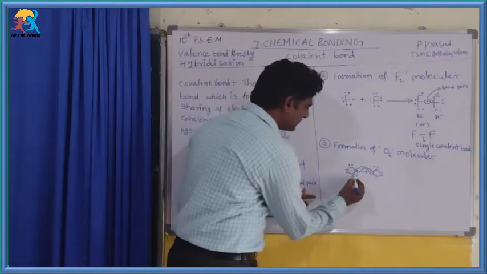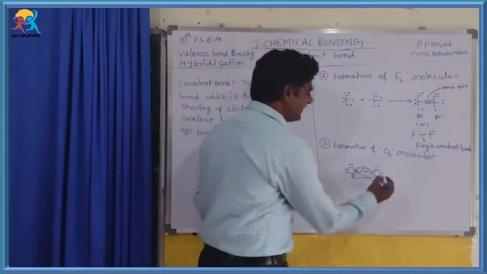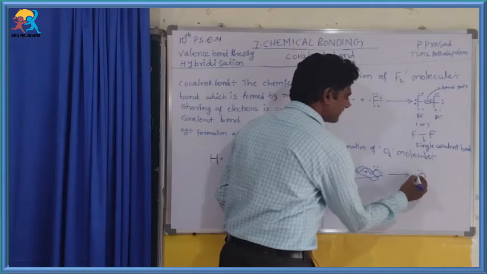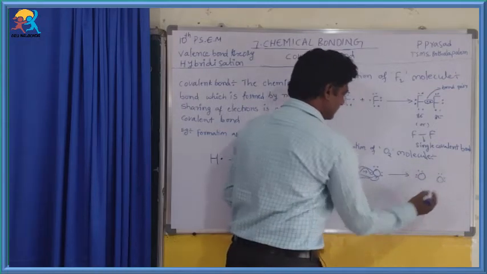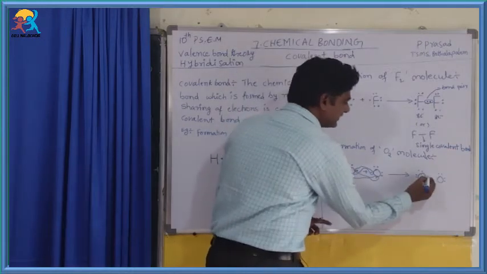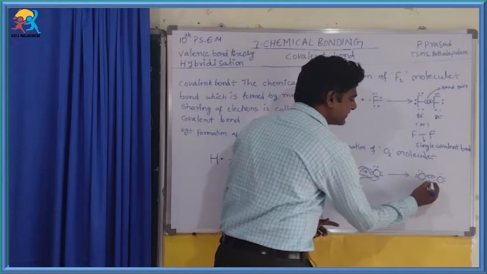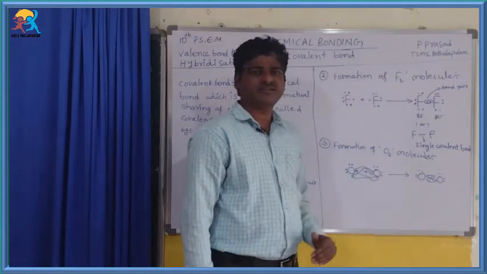These 2 electrons are also shared between them. Okay. So by sharing these 2 electrons, these two electrons are mutually shared between them. Mutual means these 2 electrons belong to both the oxygen atoms.